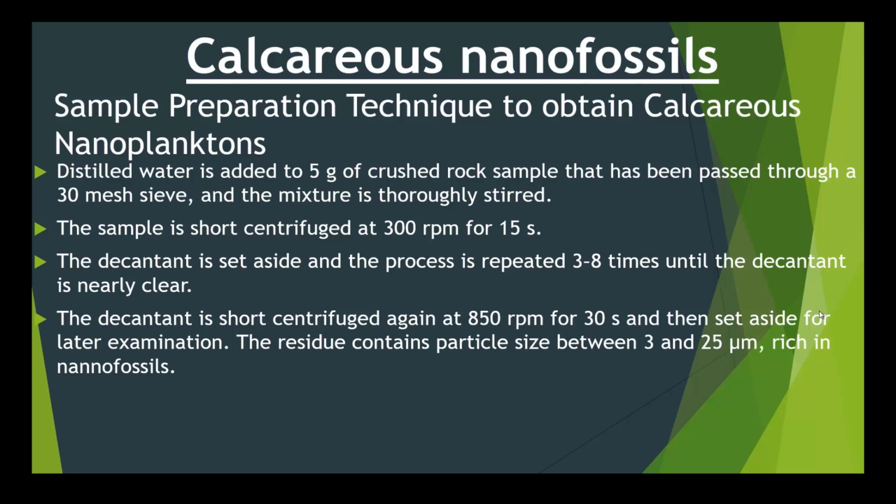This process is repeated 3 to 8 times until the decantant is nearly clear. The decantant is short centrifuged again at 850 rpm for 30 seconds and then set aside for later examination. The residue contains particle size between 3 to 25 microns, rich in nanofossils.